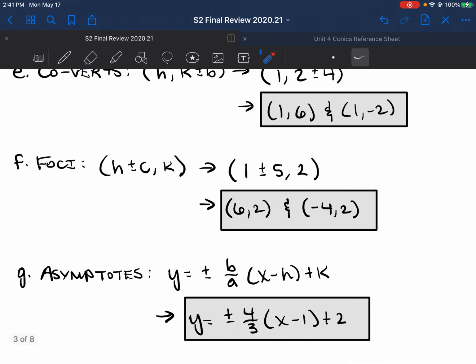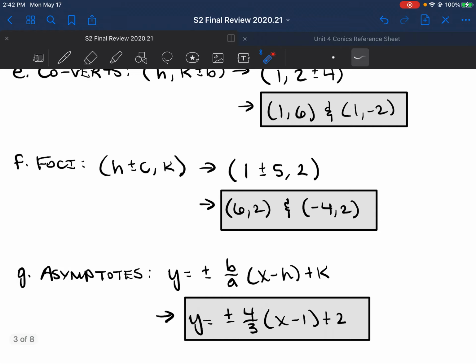All right, next, foci. Foci for horizontal hyperbolas are h plus or minus c comma k, the two focus points. We know that h is 1, we know that c is 5, and we know that k is 2. Going through and making that calculation, 1 plus 5, that's going to be 6, then comma 2. 1 minus 5, that'll be negative 4, comma 2, and there's our two focus points, our foci.